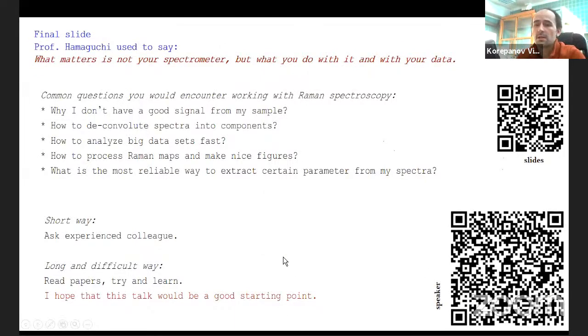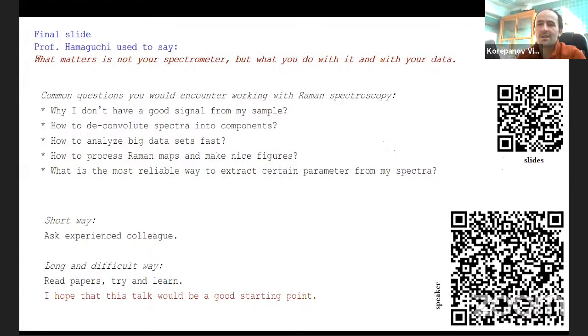So, dear colleagues, that would be the final page of my talk. I would like to mention my teacher, Professor Hamaguchi, a professor from Tokyo University, who used to say to his students that what matters is not your spectrometer, but what you do with it and with your data.